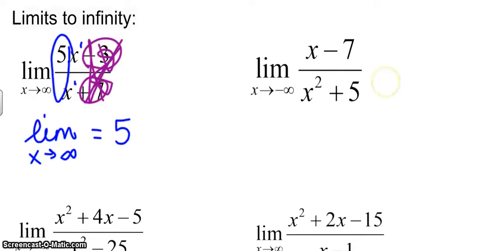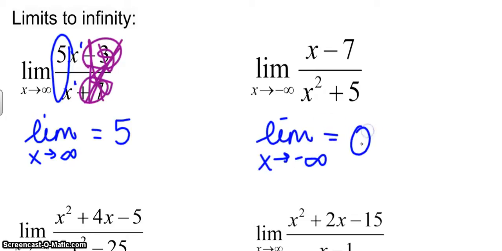X squared plus 5 is not going to factor. We're looking as x goes to negative infinity. So thinking about top heavy, bottom heavy, even heavy. Bottom heavy means our limit as x goes to negative infinity is going to be equal to 0.